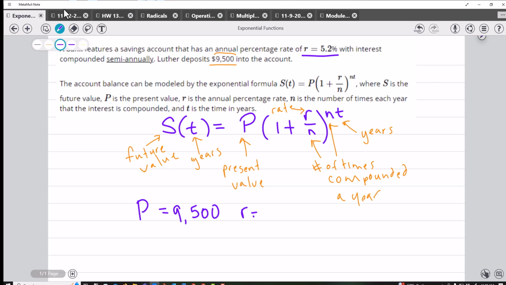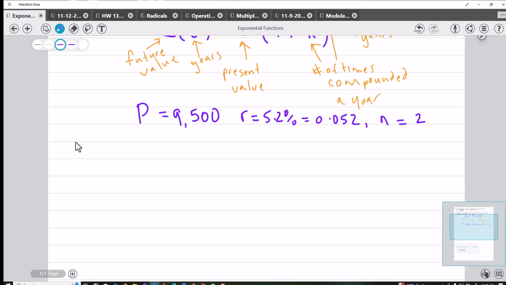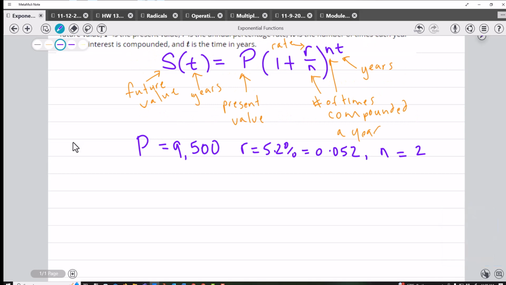My r is 5.2%, and we like to write that as a decimal. So remember, you move your decimal 2 places to the left. And then n, semi-annually, would equal 2. So let's say that I'm asked to find the future value after 10 years. So I just start plugging everything in.